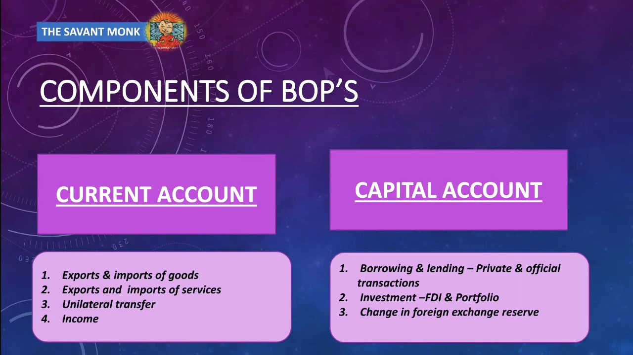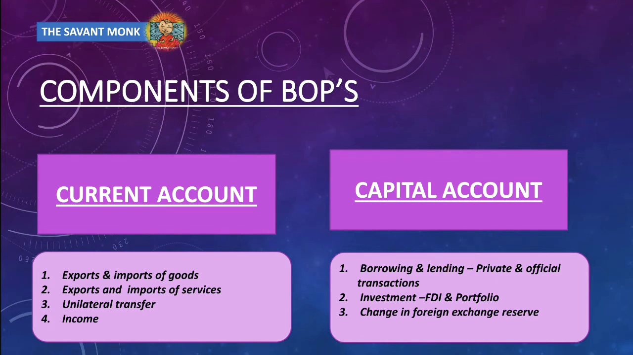For example, if you borrow from someone, then there will be a liability on you. If you lend to someone, that will be an asset for you. Okay, if you do investment, that will be an asset for you. So capital account has such components as its part. Okay, it includes borrowing and lending, both private and official transactions, investment, foreign direct investment and portfolio investment, change in foreign exchange reserve, etc. are the components of capital account, right? Because it is related to assets and liabilities of financial nature. So let's do all these components at some length.